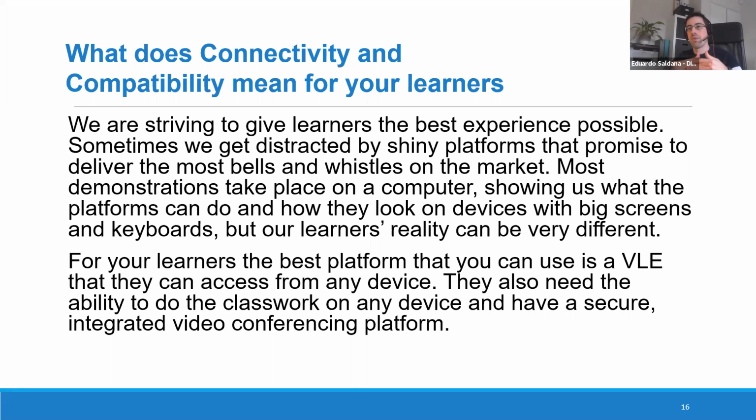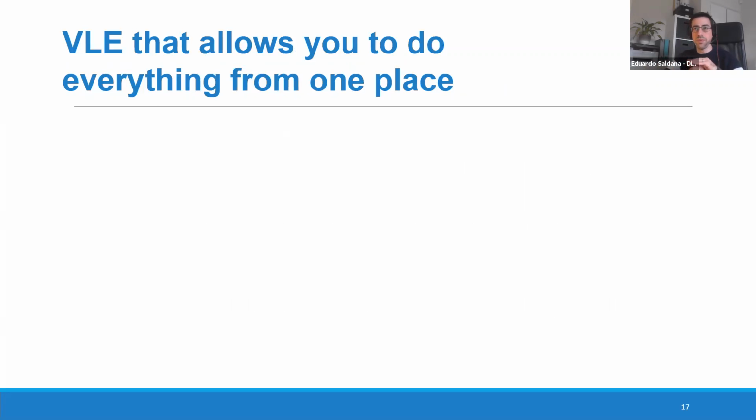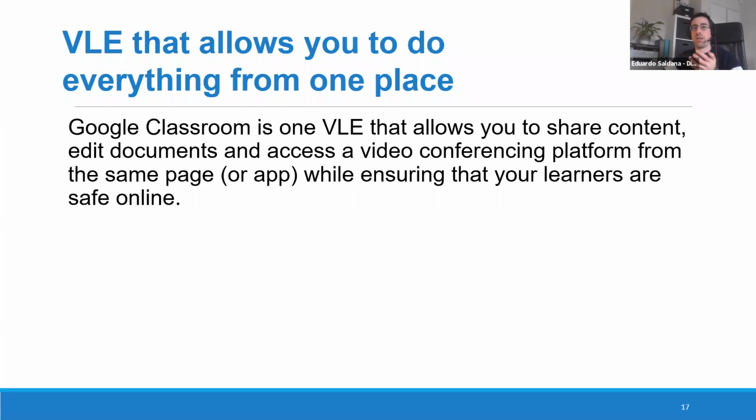By secure, I mean some video conferencing platforms had very bad press at some point, and if you're using any of those platforms, you need to reassure your learners that this is not going to happen and that you have safeguards in place. Because sometimes people react by what they hear, not by what they know. So make sure that you let them know what you're doing in order to reassure them and make sure that everything is secure.